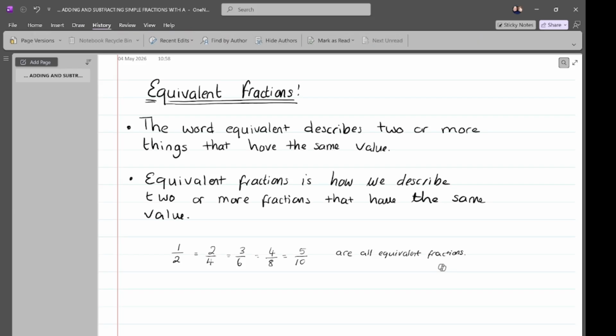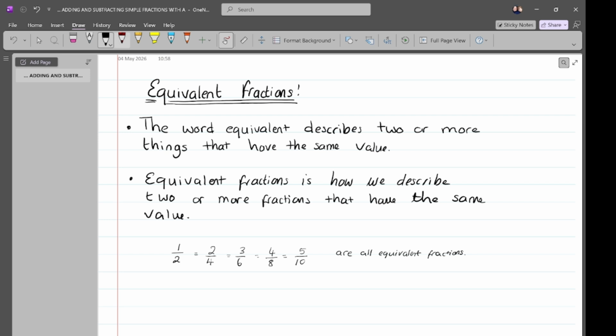Welcome to the video. In this video, we're going to take a little look at equivalent fractions. So, the word equivalent describes two or more things that have the same value. When it comes to fractions, this means two or more fractions that have got the same value as well. We can see below a brief example of this. 1/2 is the same as 2/4, is the same as 3/6, and so on. They are all equivalent to 1/2.